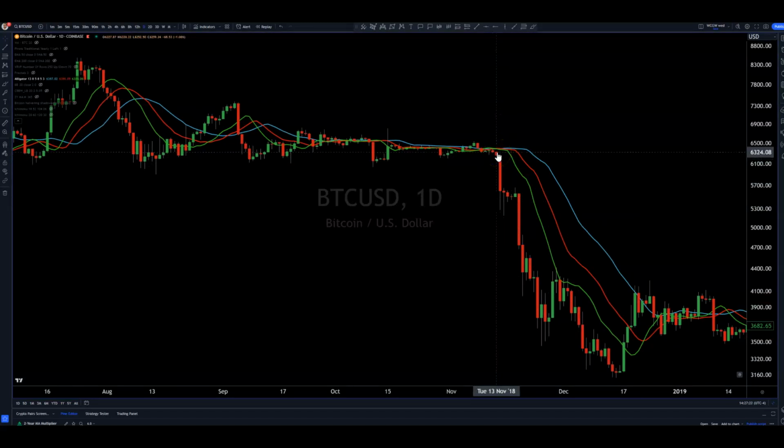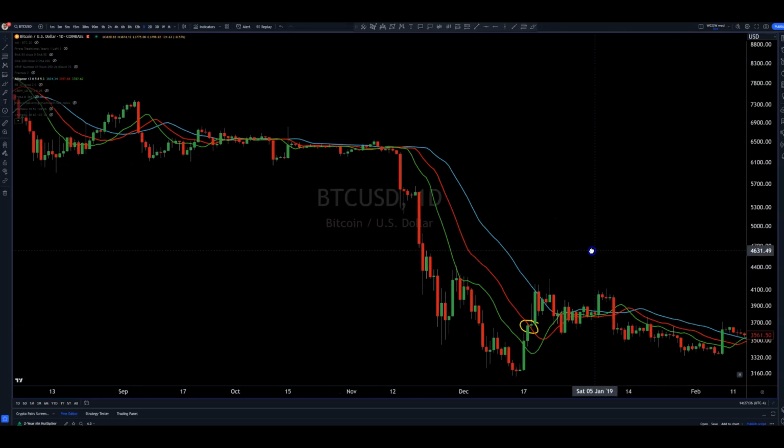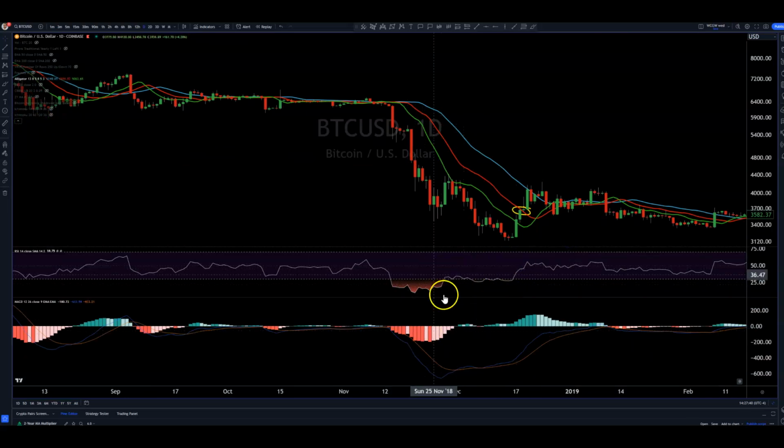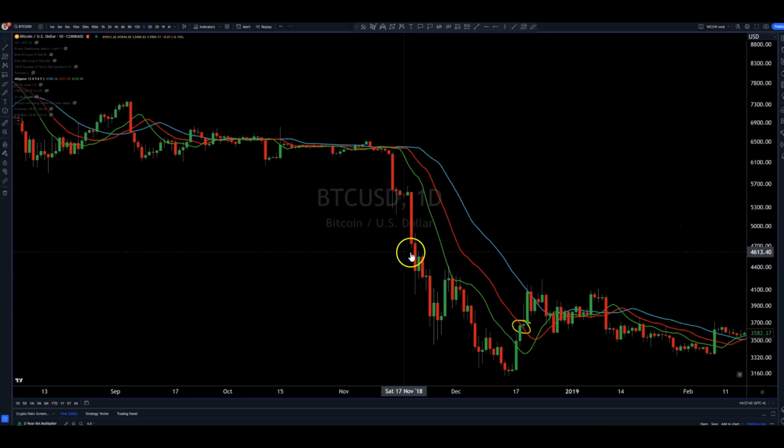I wouldn't bet the farm on the downside based on this alone, but eventually what this does do, it keeps you in, keeps you in, keeps you in. And based on the alligator alone, you're out here, which is a fine place to get out. You're not looking at divergences, RSI, MACD, or any of that other stuff. You're just looking at the alligator as a hard stop.